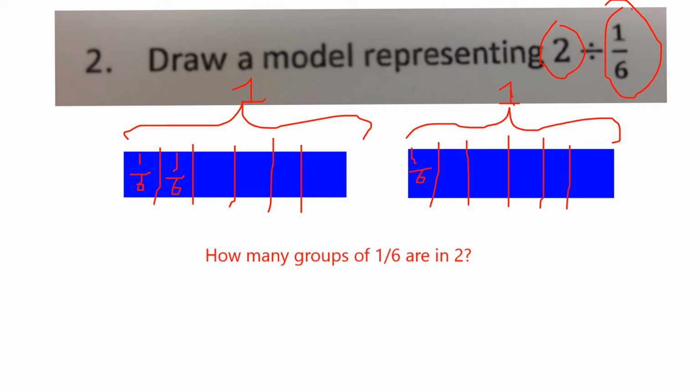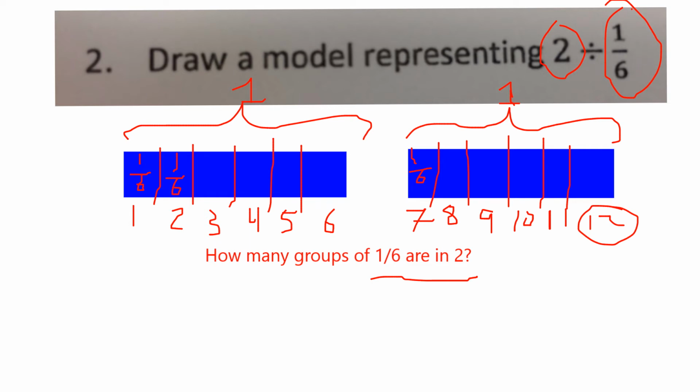So the question is, how many total 1/6 parts are in there, or how many groups of 1/6 are in 2? And the way we do that is simply by counting: 1, 2, 3, 4, 5, 6, 7, 8, 9, 10, 11, and 12. So what we have is a total of 12 groups of 1/6 in 2. Or to put it a different way, 2 divided by 1/6 is 12. And that is the model that you're looking at.